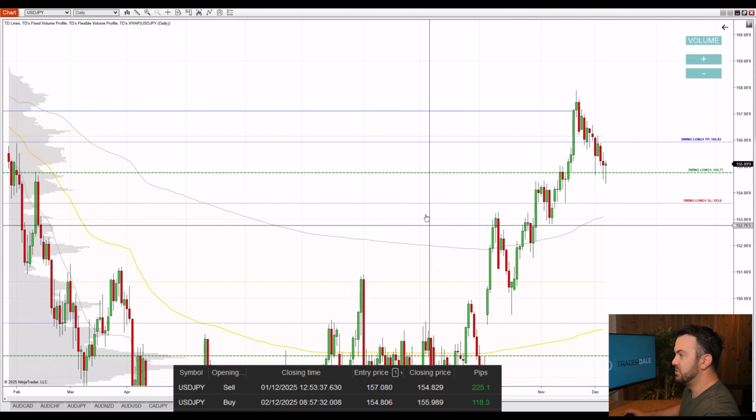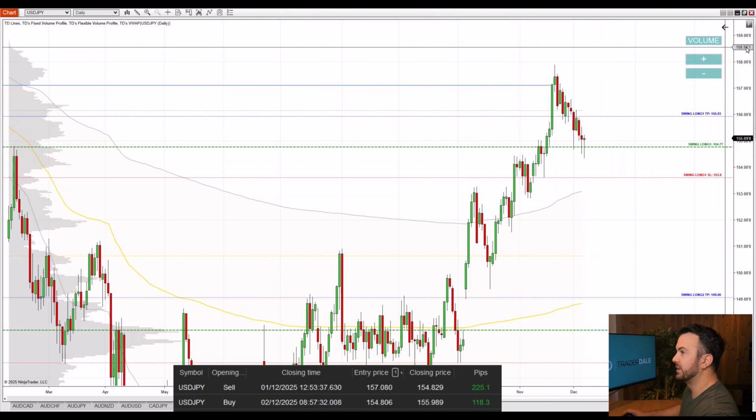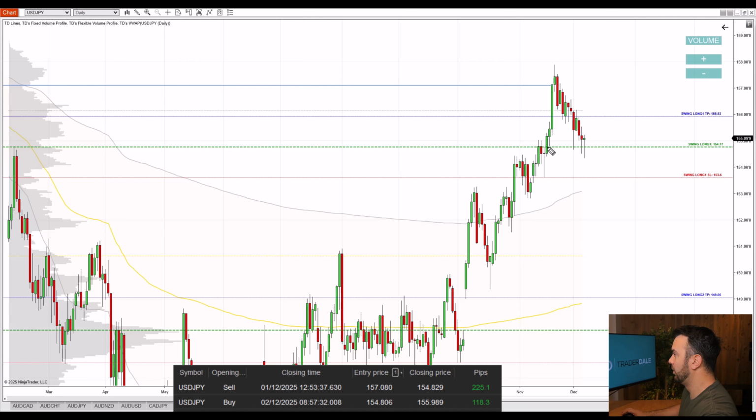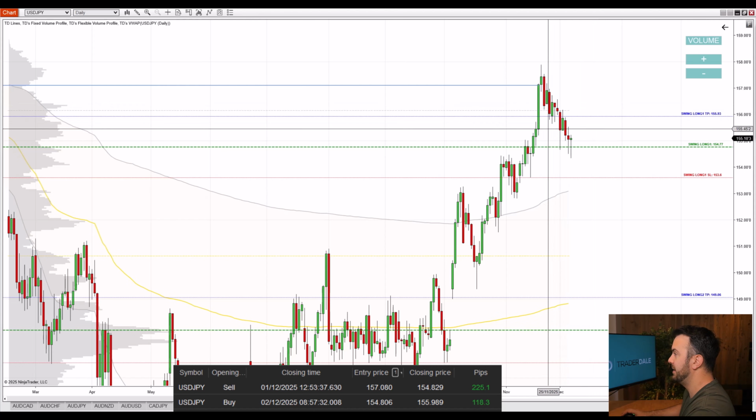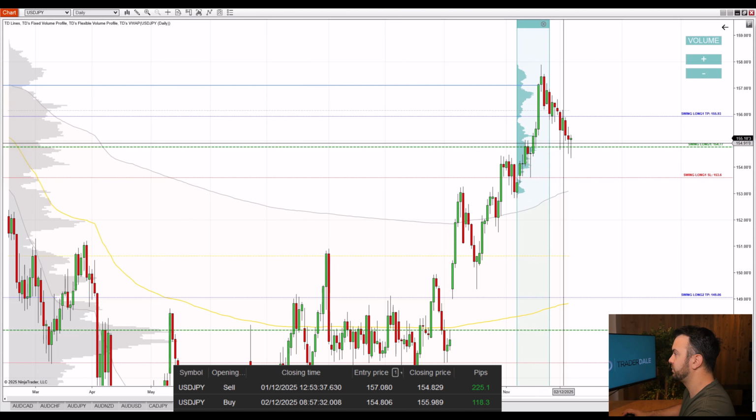All right, so this is the same chart, US dollar Japanese yen, and this is the long level here. And this is the reaction to that level. As you can see, it was a very quick reaction, very spot on. And let me now show you what this trade was based on. It was based on two things essentially.